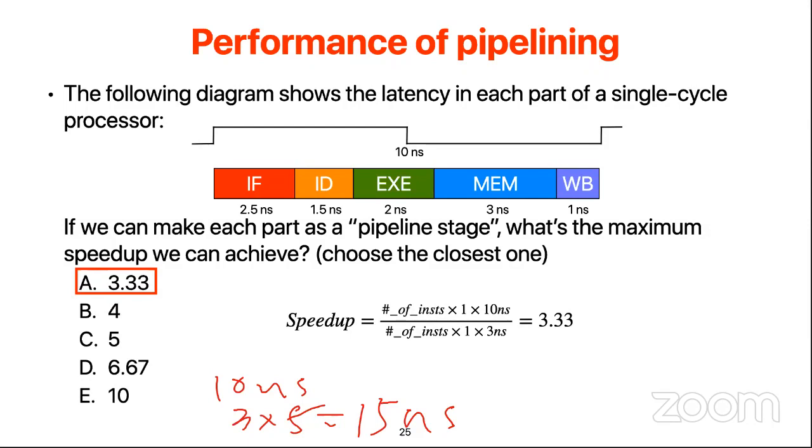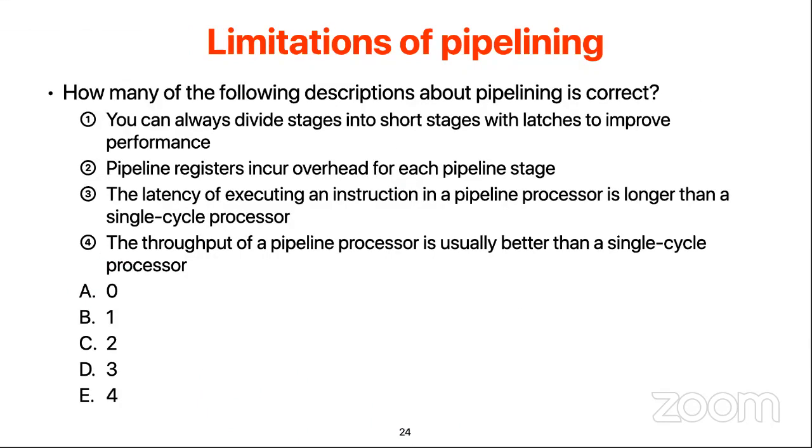Okay, so Harris, do you have some other words to share? My group was under the consensus of the answer being D, but our issue was with statement 1. You can always divide stages into shorter stages with latches. Right, so sometimes 'always' is so strong. If something is always true, it's easy to think of an opposite example, a counter example. So what's the counter example here? Well, that's the thing we argued a lot about.